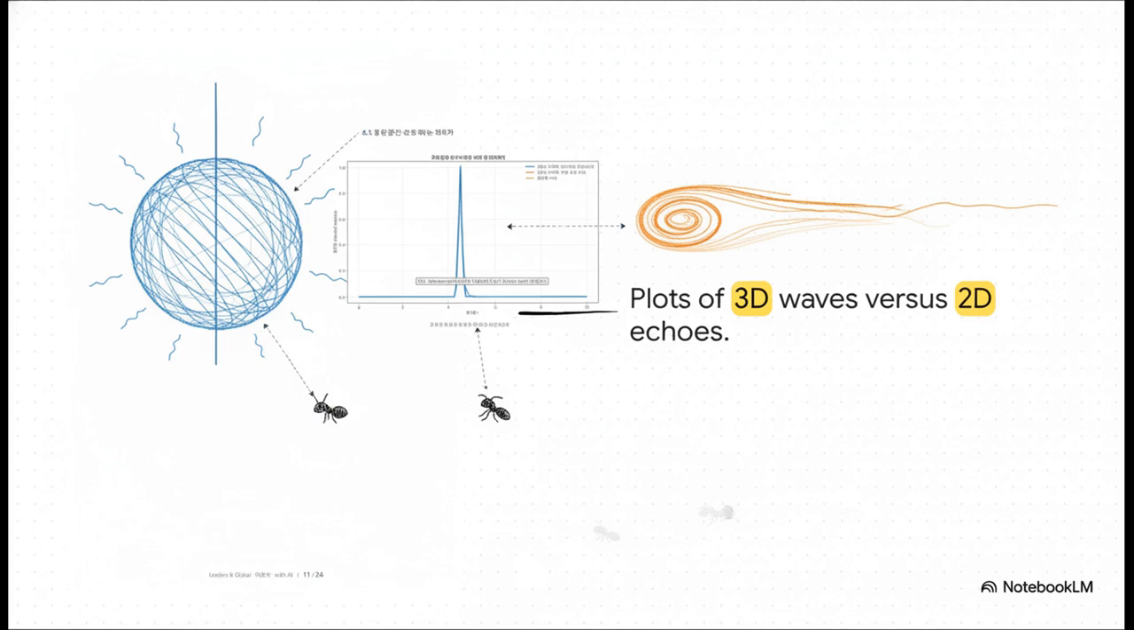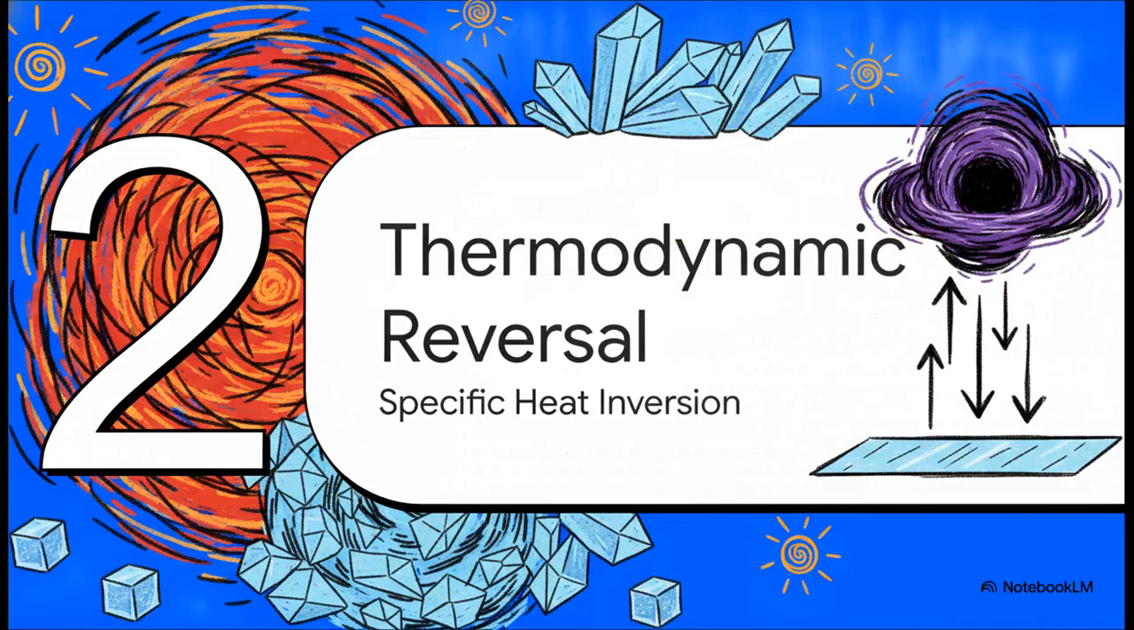It means that when an object falls into a 2D BTZ black hole, its final light doesn't just snap to black as it crosses the event horizon like it does for us. Instead, it fades elegantly as a long, echoing afterglow. The ant's black hole would visually fade out much more slowly and softly than ours. Moving on to Section 2, the great thermodynamic reversal, hot, cold, and specific heat.